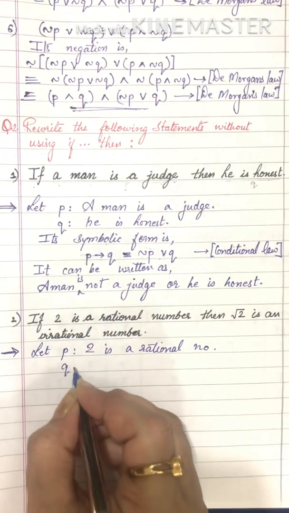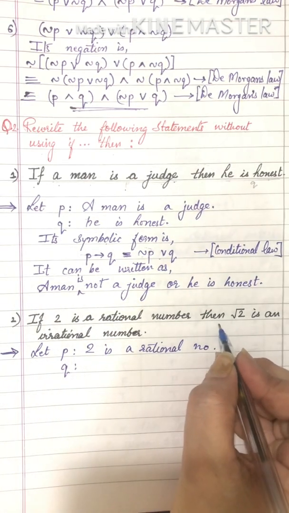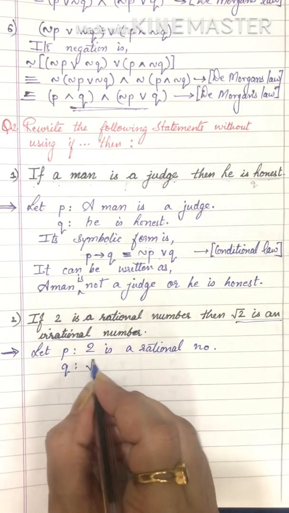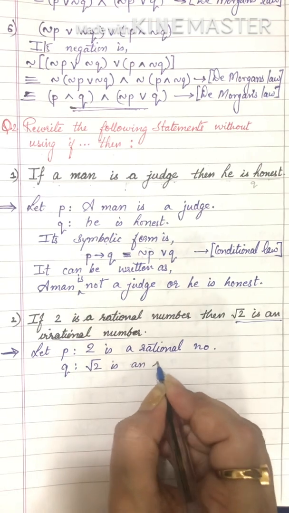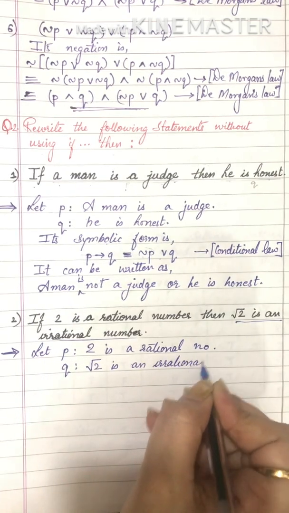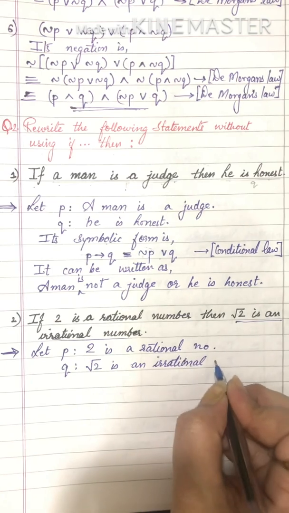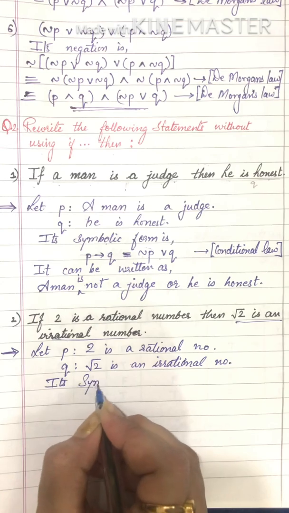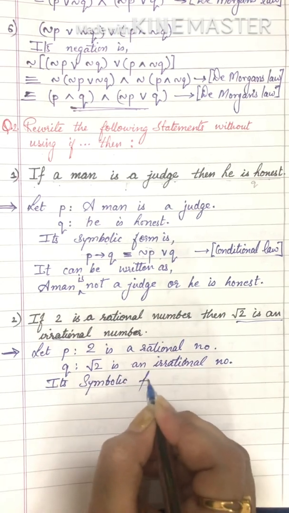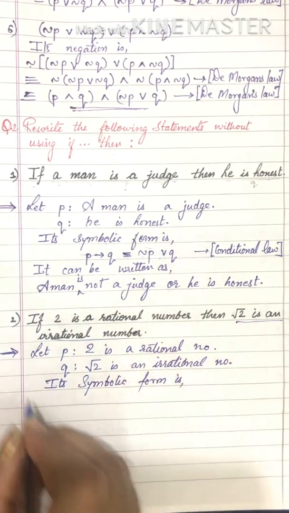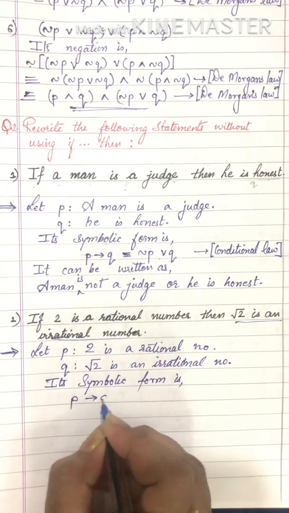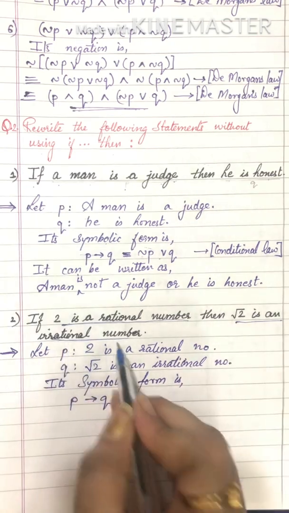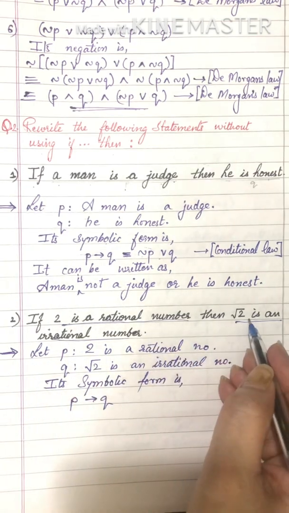Okay, and Q be the statement whatever is written after then. This will become our second statement. So Q is a statement: root 2 is an irrational number. Now its symbolic form is P implies Q. Again I got it from the question: if 2 is a rational number, then root 2 is an irrational number. So this is P implies Q.